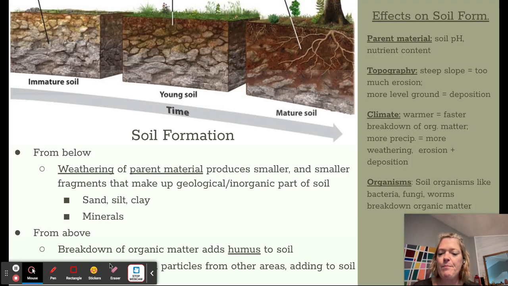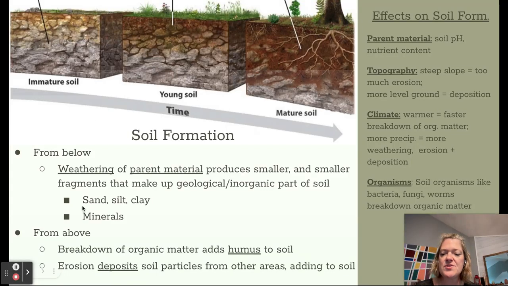And then from above, this is what happens below the surface. Above the surface, we have a breakdown of organic matter, which, if you've ever walked out through a very natural forest, you'll see a lot of leaf litter, you'll see a lot of sticks that are breaking down, they're decomposing. It kind of looks like mulch, actually. Mulch is actually just humus that we add to our flower beds to make them look pretty, and it also holds moisture in for the plants, which is a good thing. But it's this breakdown of organic matter that adds nutrients to the soil. And then erosion also deposits soil particles from other areas, and so that helps add to soil as well.